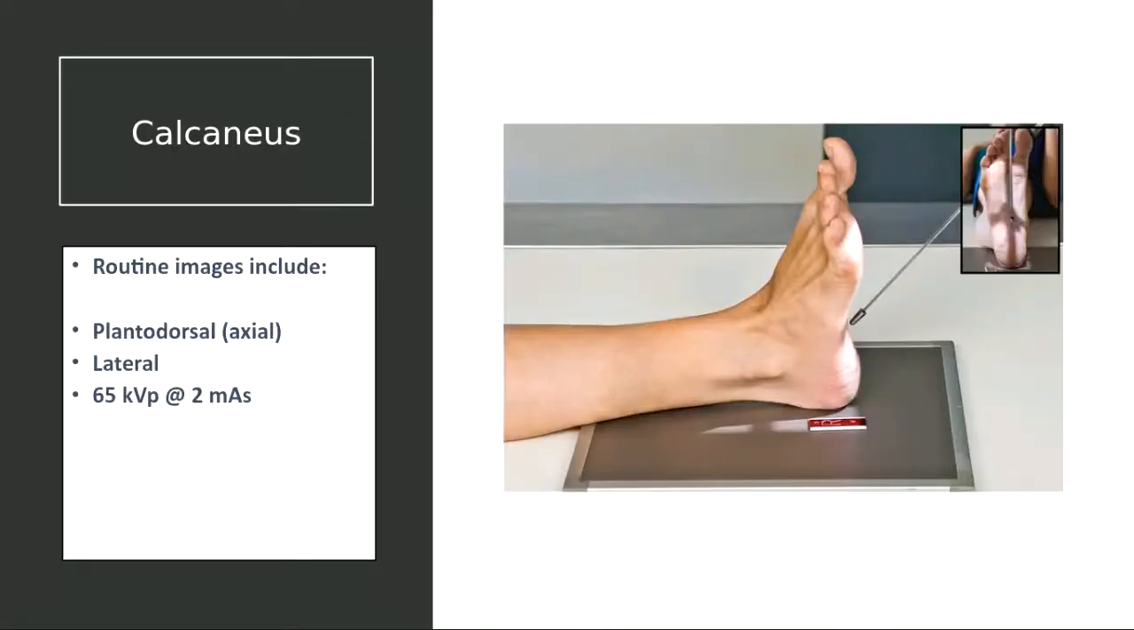For the calcaneus, this imaging begins on page 237, and there are actually two views for a calcaneus. We do a plantodorsal axial and a lateral view. So plantodorsal, because you're entering the plantar surface of the foot and you're exiting the dorsal or the top surface. Remember, axial typically implies an angle of more than 10 degrees. So we do a plantodorsal axial and a lateral, and our technique is 65 kVp at 2 mAs.